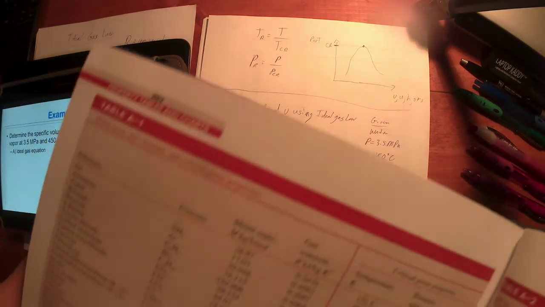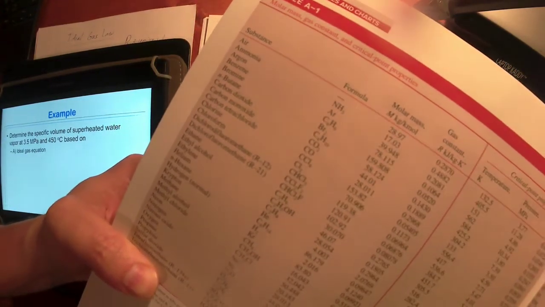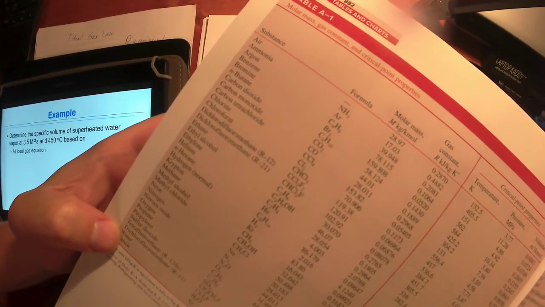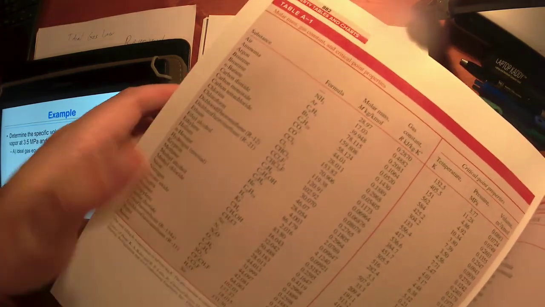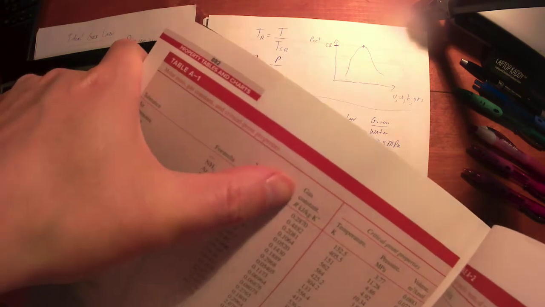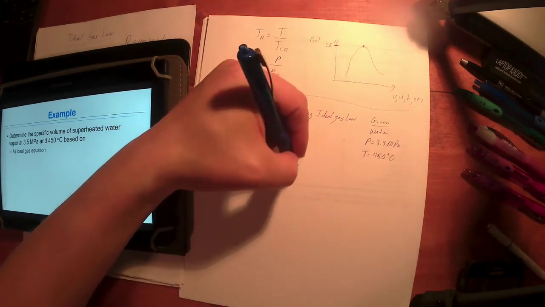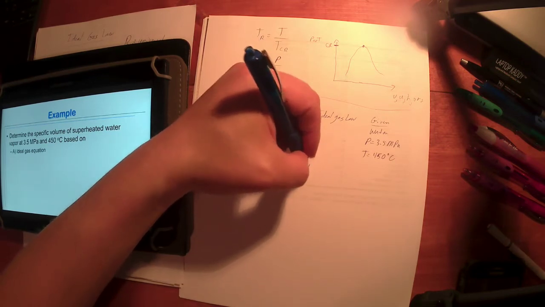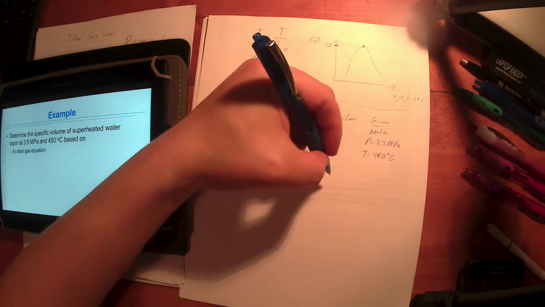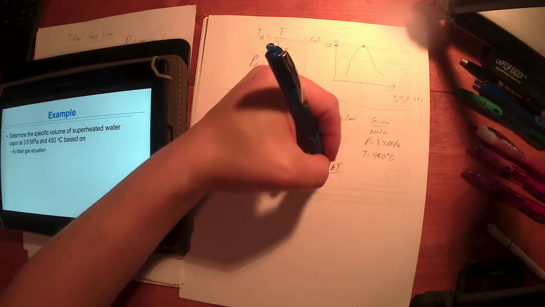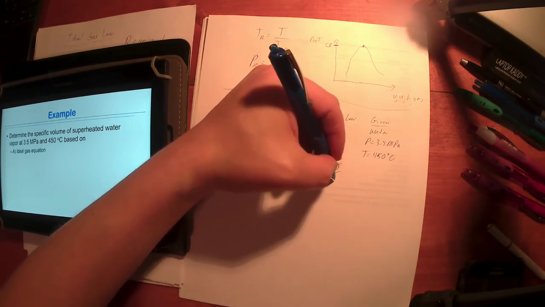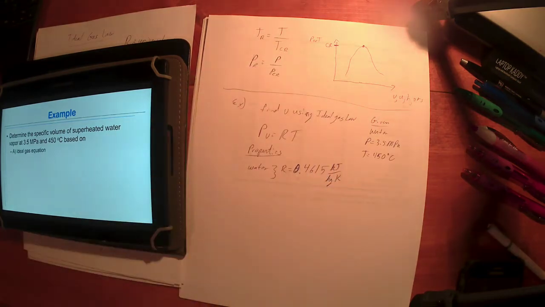So I've got table A1 here, and down at the bottom, I don't know if you can see that, I've got water, and I'm going to go look up the R value, the gas constant, for water. You need to know how to do the same, so you probably want to have your book out and do the same thing. Now this is metric units, so make sure we pull the metric value. For water, the R value is 0.4615, and the units for an R value are energy per mass per temperature: kilojoules per kilogram Kelvin.